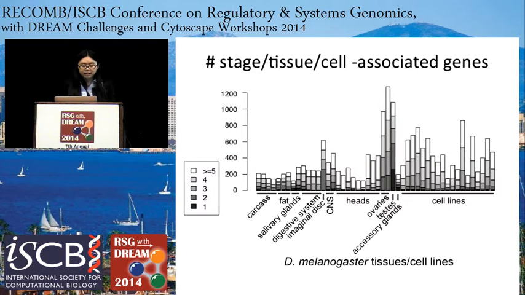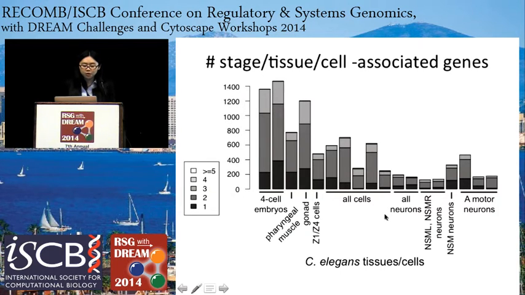And this is the fly tissues and cell lines. Again, we see there's one sample that has a greater percentage of genes only associated with itself, and this one is testes. This is the only testis tissue we have in our collection, and that makes sense. And this is the worm tissues and cells.